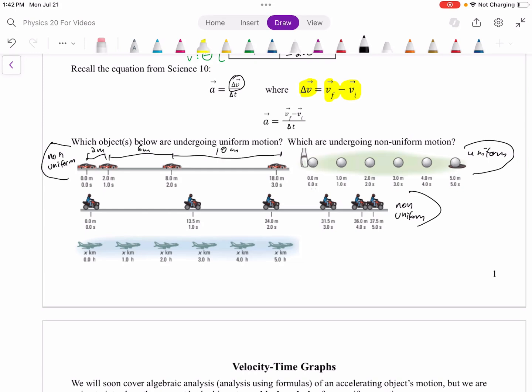And then finally, what about this plane? It doesn't give you the numbers, but from the visual here, right? Well, if it went that distance in the first hour, that distance in the second hour, that distance in the third hour, it looks like they're about the same, right? And so this looks like uniform motion. It's covering the same displacement each hour. Therefore, its velocity throughout that time must have been constant. Otherwise, it would have been changing the displacement that it was covering from 1 hour into the next hour.